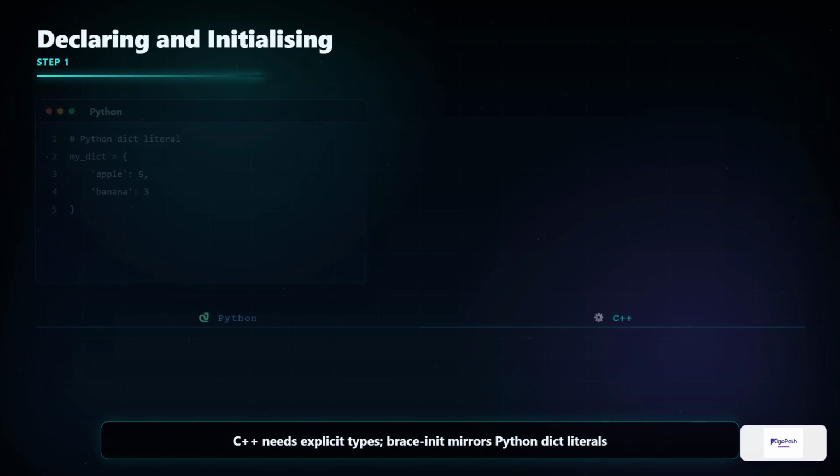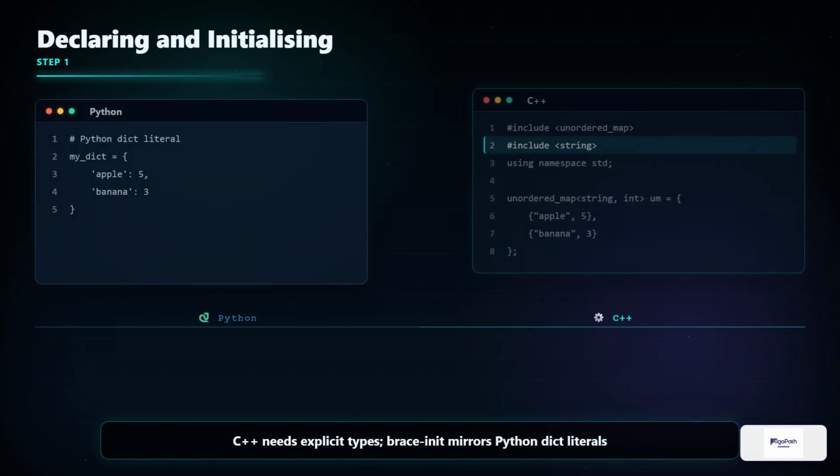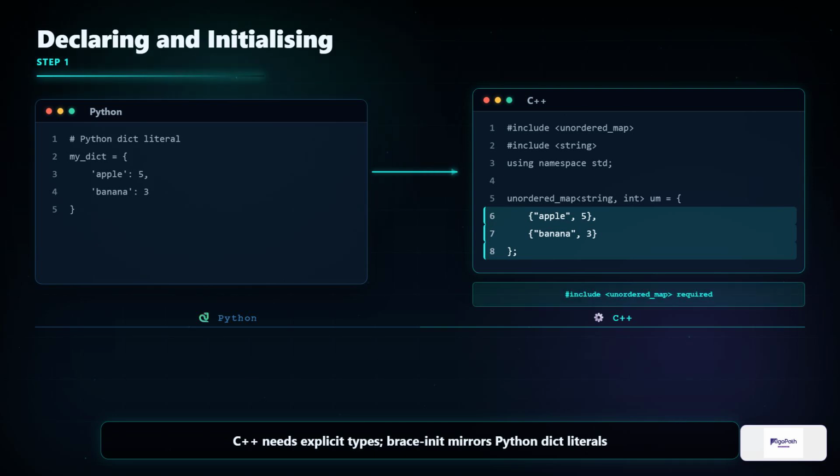In Python, you write a dict literal with curly braces and colons. In C++, you declare the type explicitly. The template parameters tell the compiler the key type is string and the value type is int. You can still use brace initialization to pre-fill the map. Just like a Python literal, each pair is wrapped in its own inner braces.